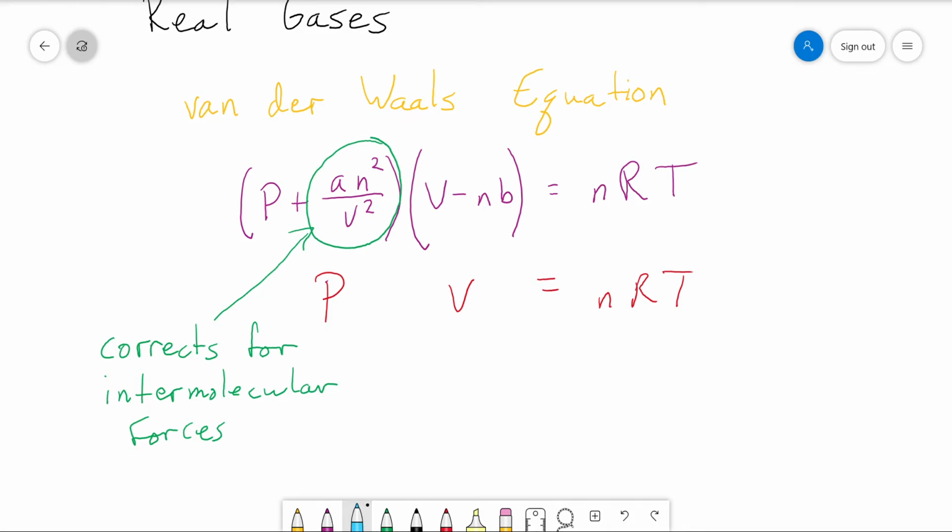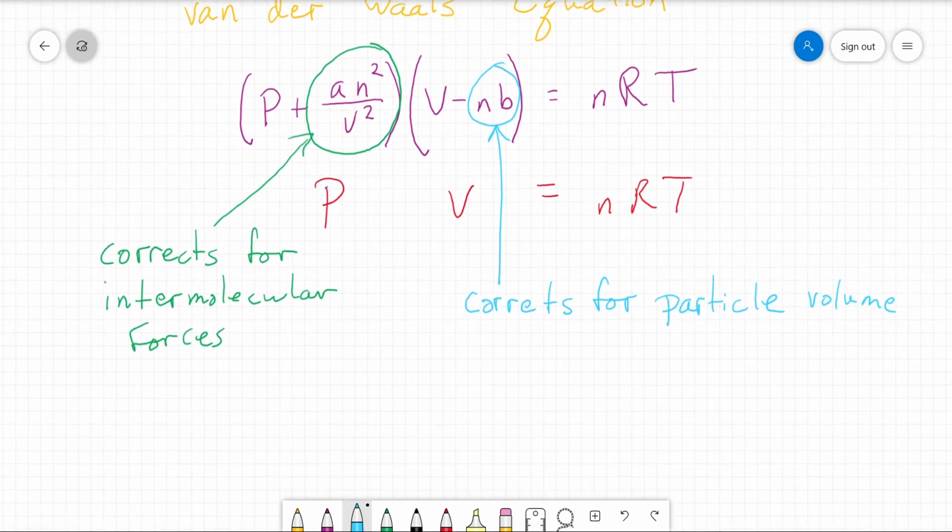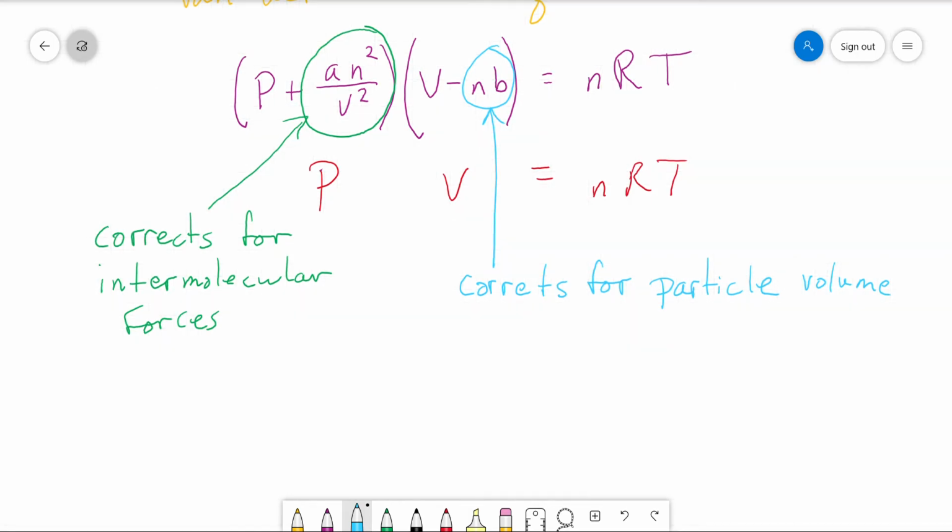And this term here corrects for particle volume. So again, one of the things about KMT is the particles are small compared to the gas itself. That's not always true. Actually, it's never true. It just depends on how big or small the gas is, how much that is true.